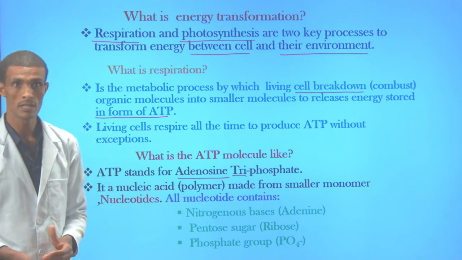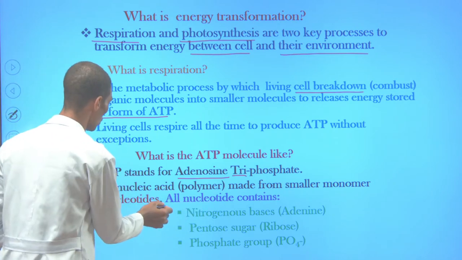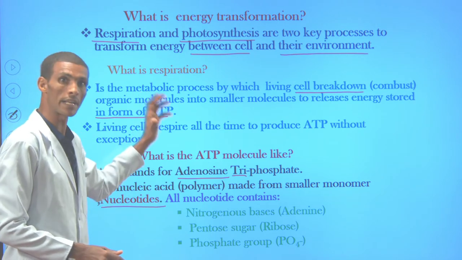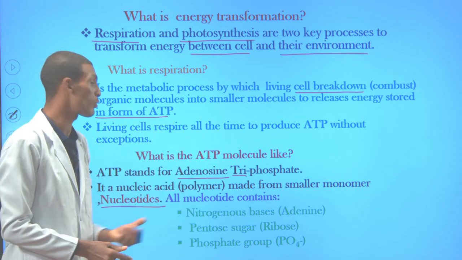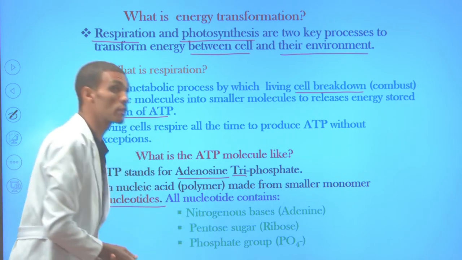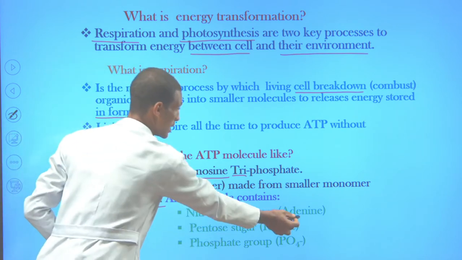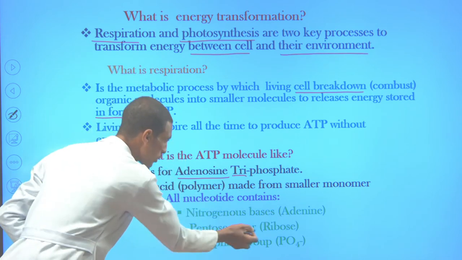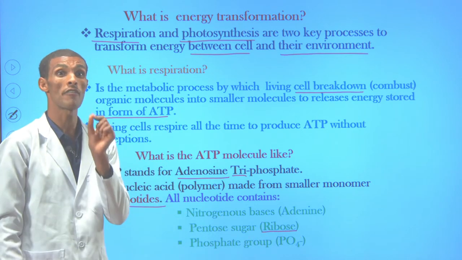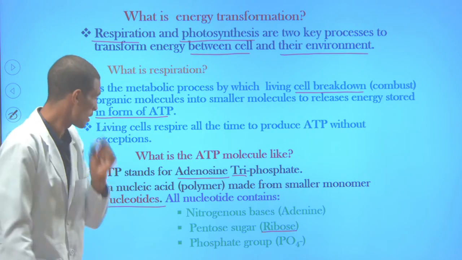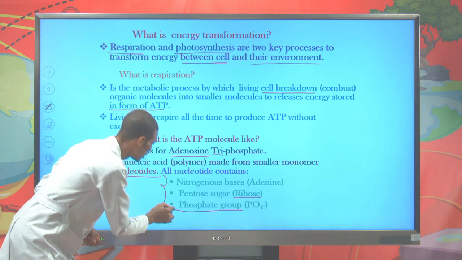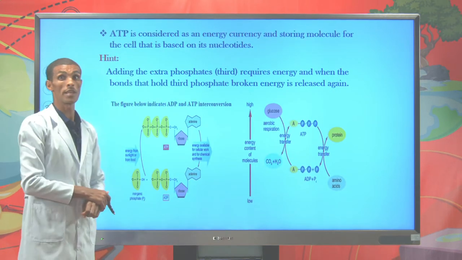ATP is a polymer that is made from smaller monomers called nucleotides. Just like DNA, RNA, and others, ATP is made from smaller molecules, where this nucleotide contains one nitrogenous base, adenine, and a pentose sugar, which is ribose, a five-carbon sugar, and a phosphate group. These are the three components of the nucleotide that form ATP.